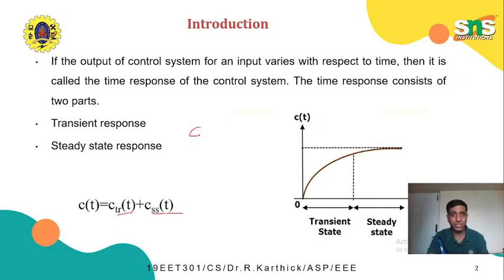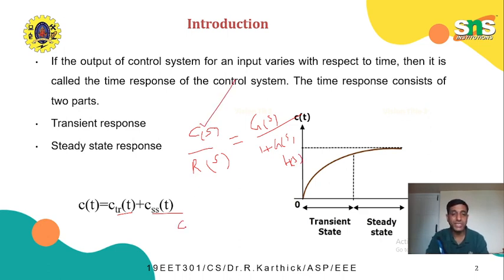Now we know the transfer function, that is C of S by R of S, which is equal to G of S divided by 1 plus G of S into H of S. This is our closed loop transfer function. Here C of S is the output.